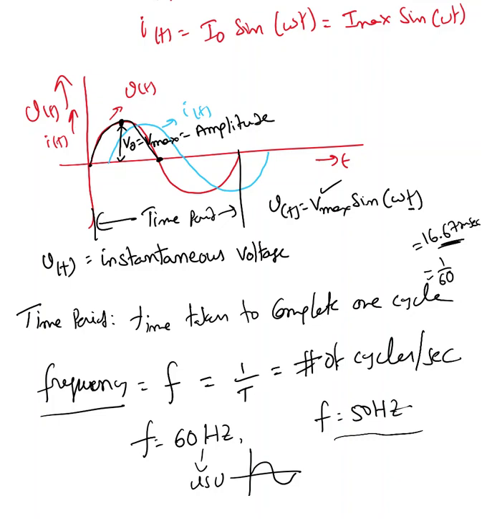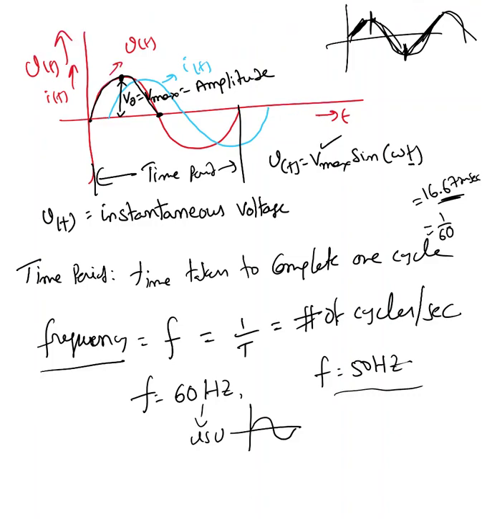So for every 8 milliseconds, the sinusoidal waveform is changing its direction. Up to this point the magnitude is going up, from here to here the magnitude is going down. So for every 8 milliseconds the direction is changing. That's our time period for 60 hertz, 16.67 milliseconds.